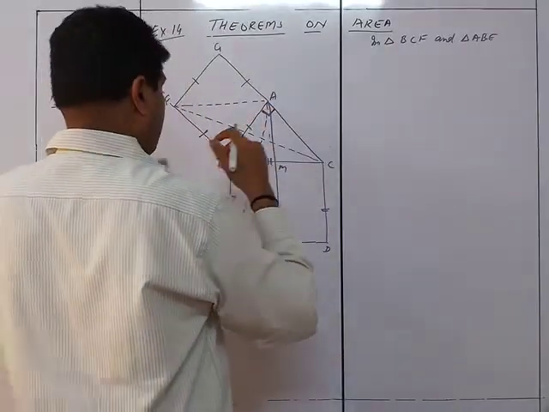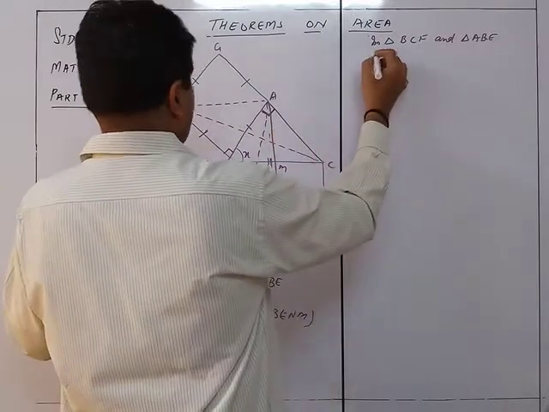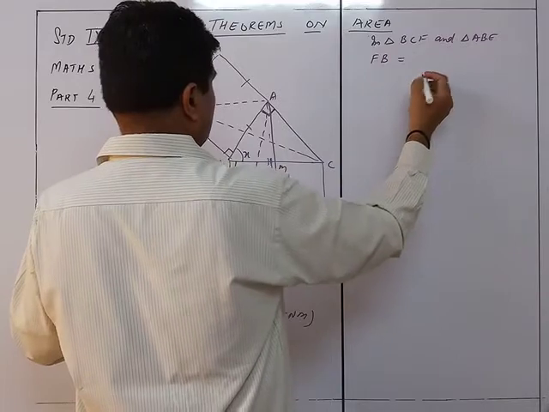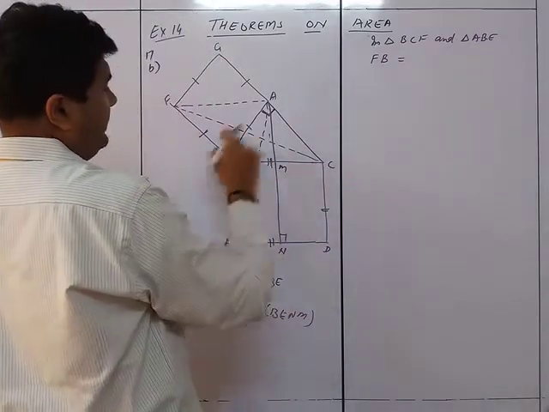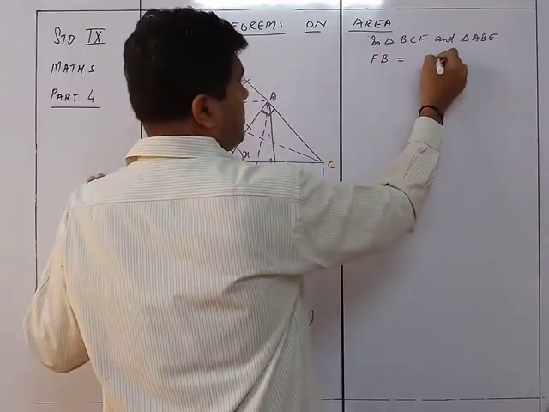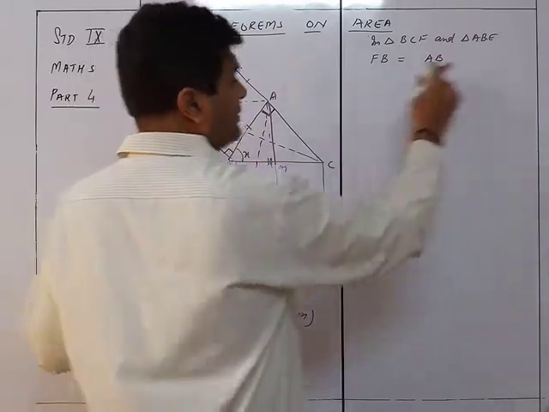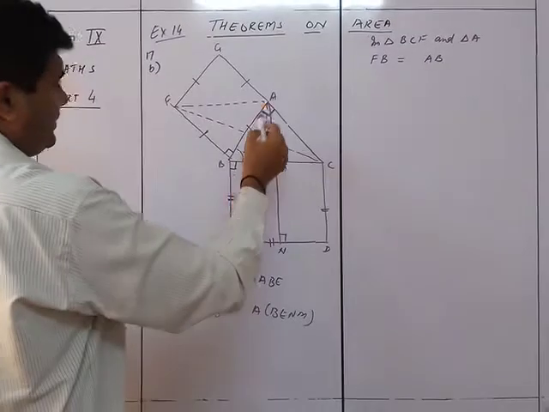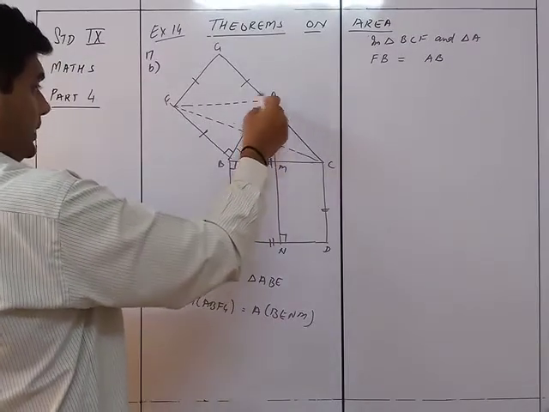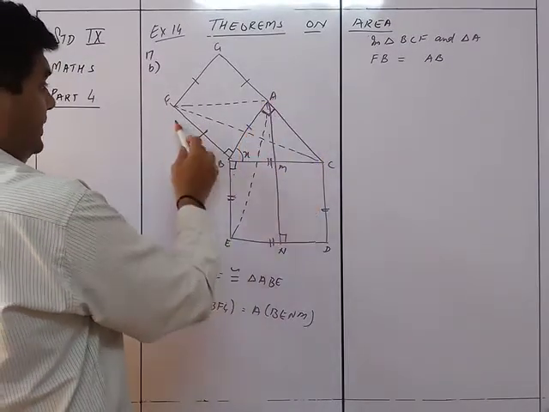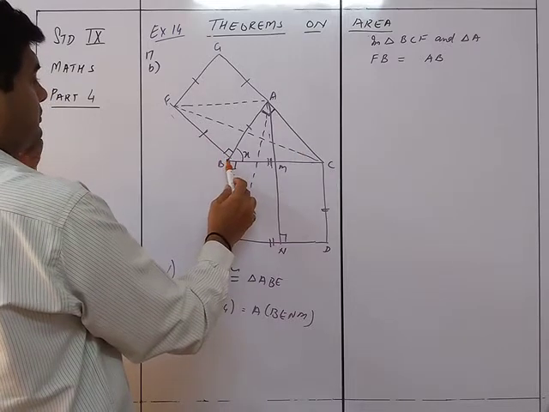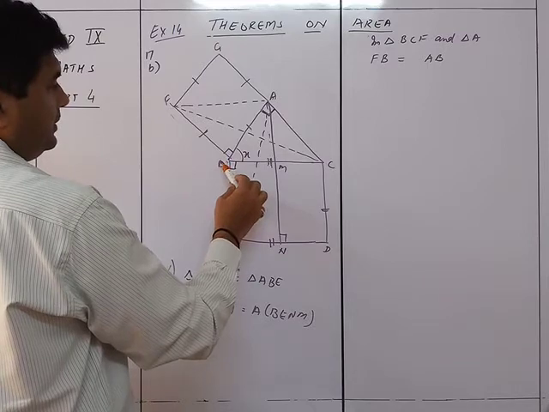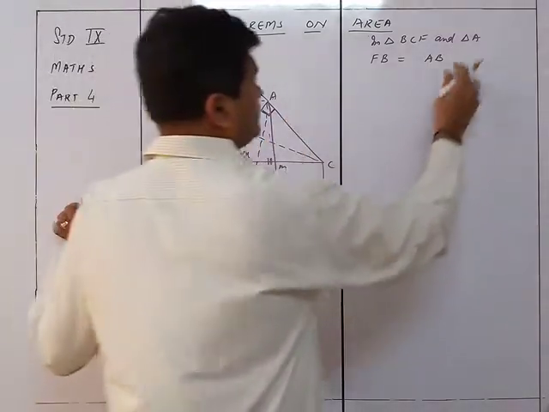ABE. We know that FB is equal to AB. Okay, we'll write it as, you write the right correspondence. So you're writing your BCF, so here it will be BAE.